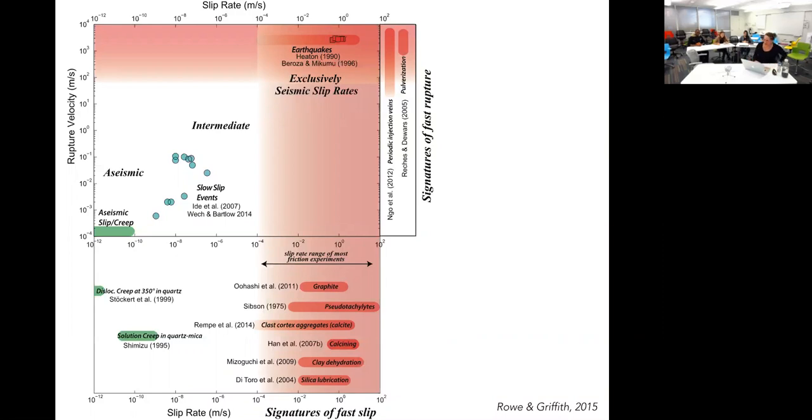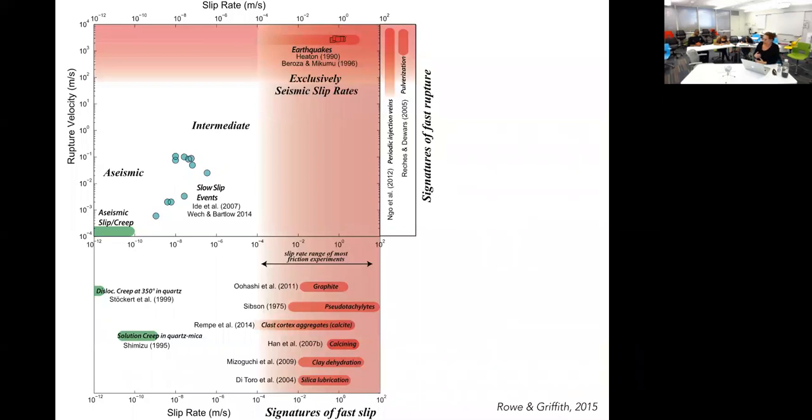So the slip velocity is, if you're like a mineral grain in the rock on one side of the fault, it's the velocity at which you move past the other side of the fault. So that's how fast the rocks are actually moving. The rupture velocity is the velocity at which the area of rock which is moving is growing.